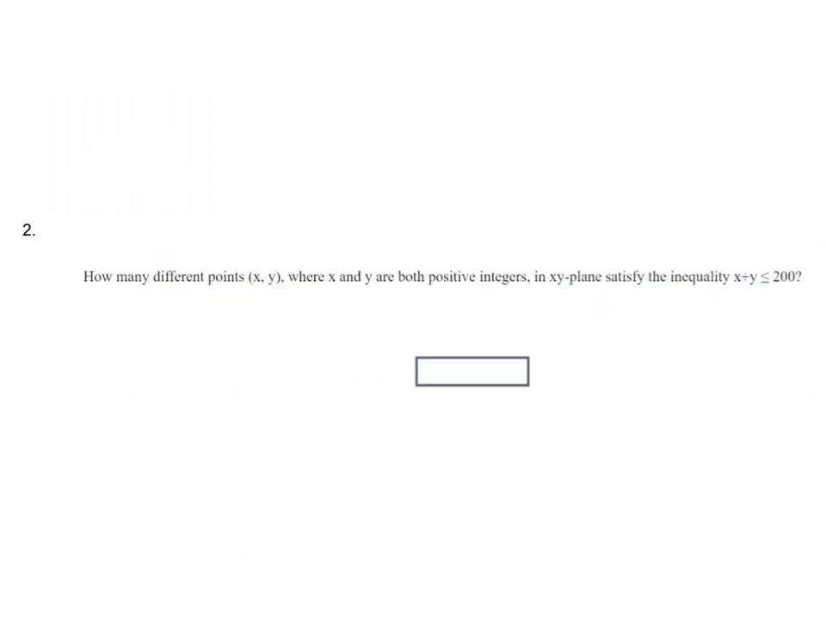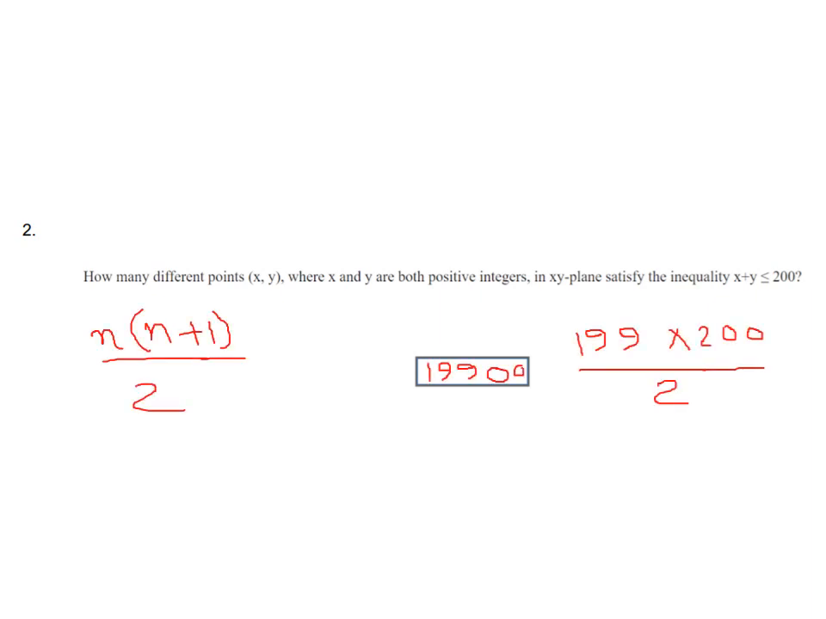How many different points (x, y), where x and y are both positive integers in the xy plane, satisfy the inequality x plus y less than or equal to 200? Okay, so we need to find the number of points that meet the given inequality. There are 200 numbers. But how many points are there?